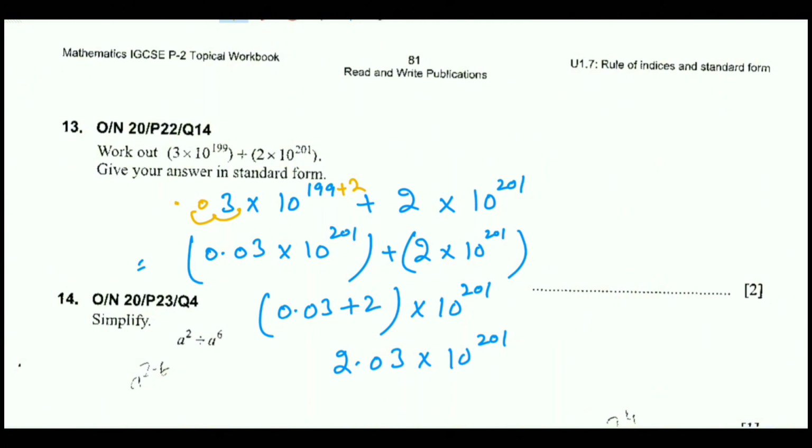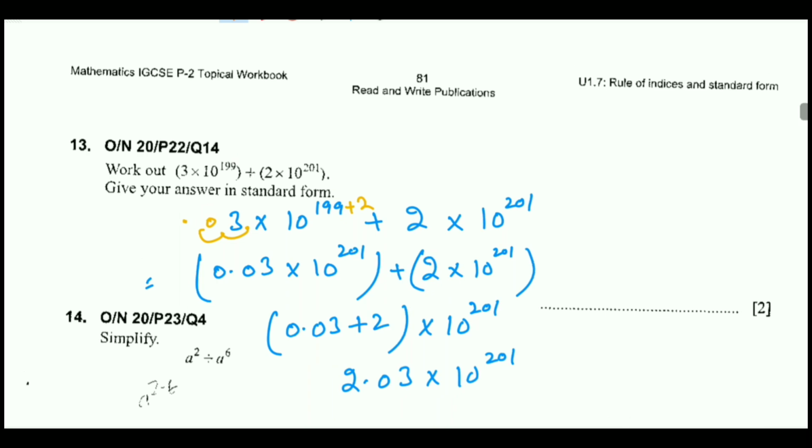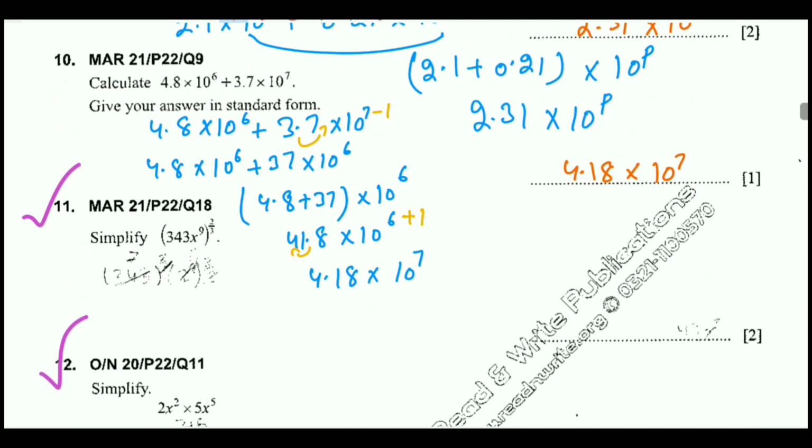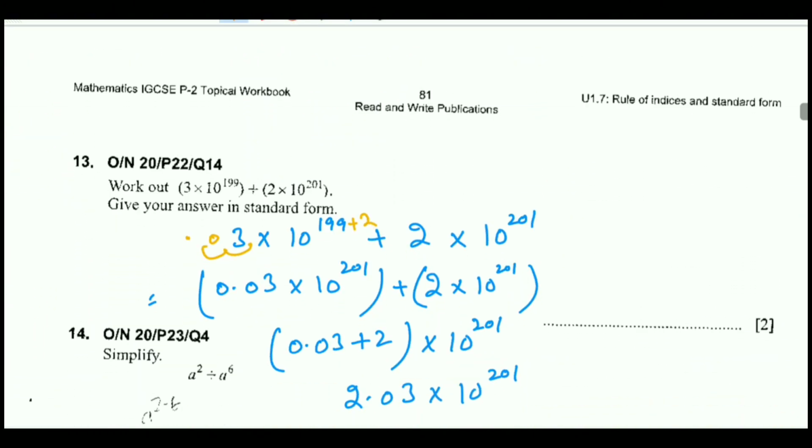If you convert 201 as 199 at the first step, then you will not get this answer directly. Then you have to do the conversion, or you can say you have to move your decimal right or left to make it standard form like we have done in the previous question. So if you can judge from the first step what you can do to find the direct answer, then you can go for that. So our final answer is 2.03 multiplied by 10 raised to power 201.